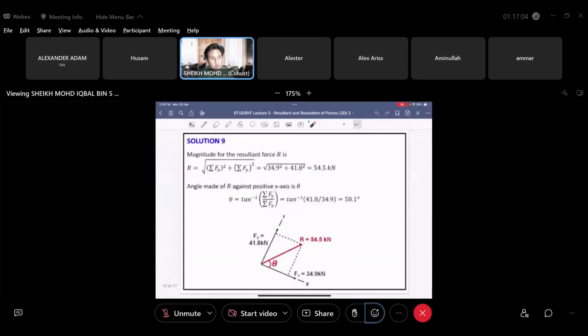So please do an example, because next week we are going to learn the same thing, resolving and resolution of forces, but this time in 3 dimensions, right? So in 3 dimensions, now we are resolving it into the z, x, and y direction, right? So you need to brush up your resolving and resolution of forces in 2D, so that next week when you go to 3D, you will not get confused, right?